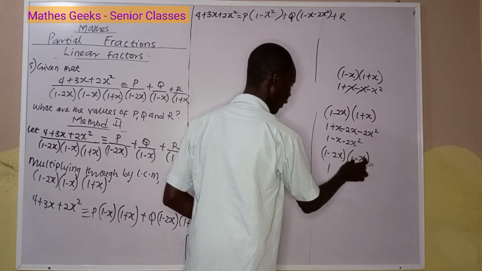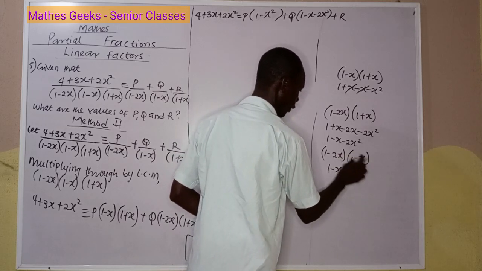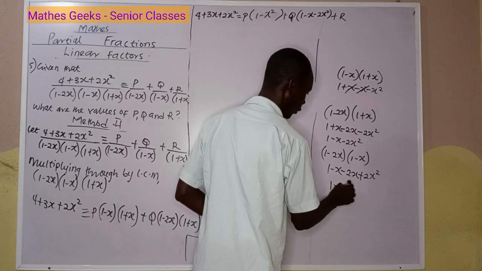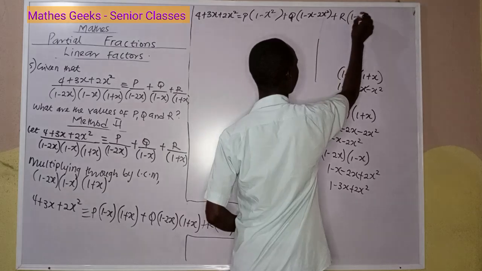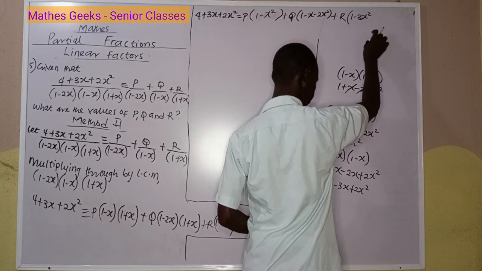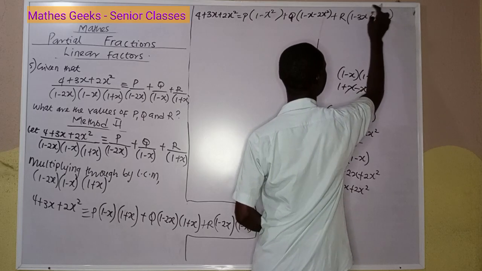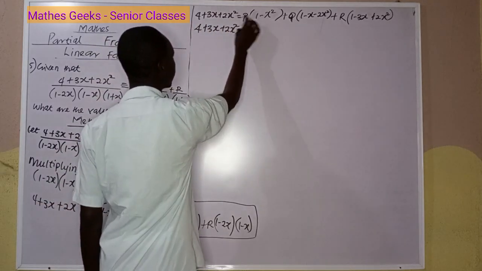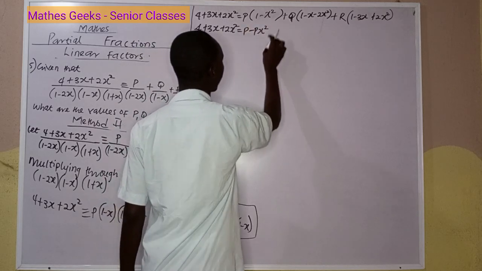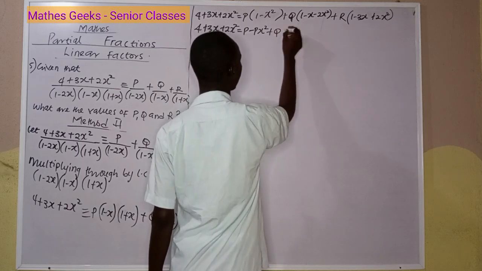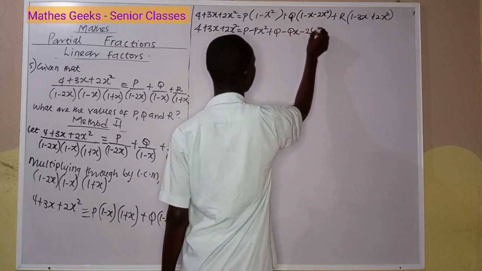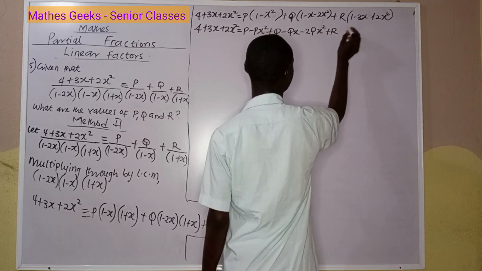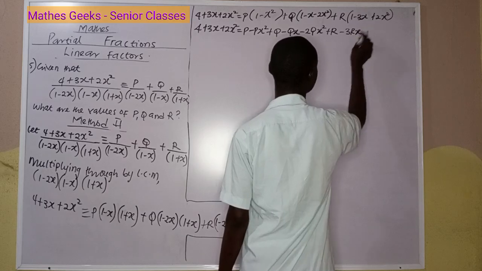So 1 times 1 is 1, 1 times −x is −x, −2x times 1 gives −2x, and −2x times −x gives plus 2x². So 1 − x − 2x gives 1 − 3x + 2x². So that's going to be the result. 4 + 3x + 2x² equals P times 1 gives P, minus Px², plus Q times 1 gives Q, minus Qx², plus R times 1 gives R, minus 3Rx, plus 2Rx².